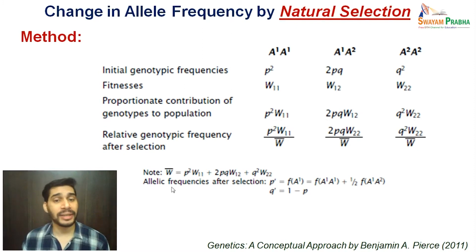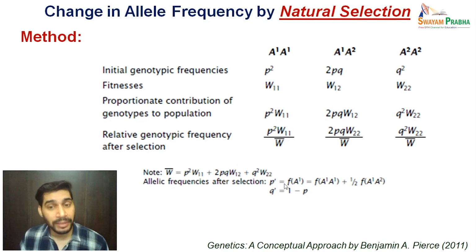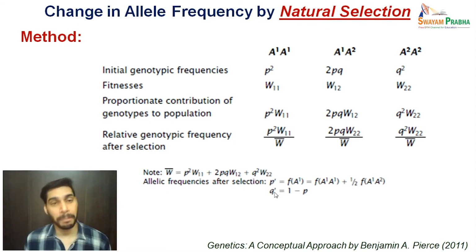Then further you can calculate allelic frequencies after selection. P dash here represents the new allelic frequency of the A1 allele, given by the frequency of A1A1 plus half the frequency of A1A2. So once you have these new genotypic frequencies from this method, you can calculate the allelic frequencies. Once you have the allele frequency of P, that is the new frequency, you can calculate the frequency of Q, that is 1 minus P. As you know, the sum of the two allelic frequencies is always equal to 1.